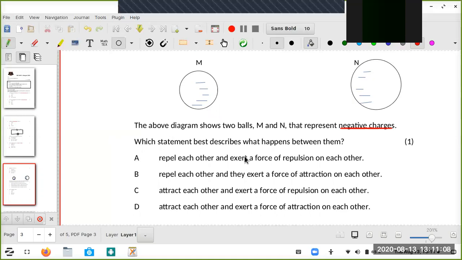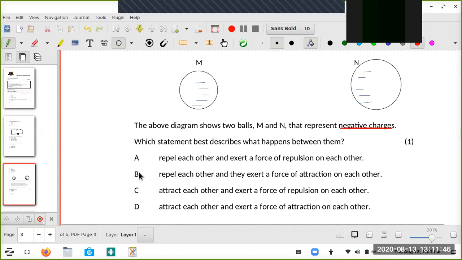Normally we say like charges repel, unlike charges attract, if you still remember. Now, which statement best describes what happens between them? Since they are like charges, they repel. According to A, they repel each other, which is correct because they are like charges. They exert a force, what kind of force? When objects are repelling each other, the type of force is repulsion. So this is correct.